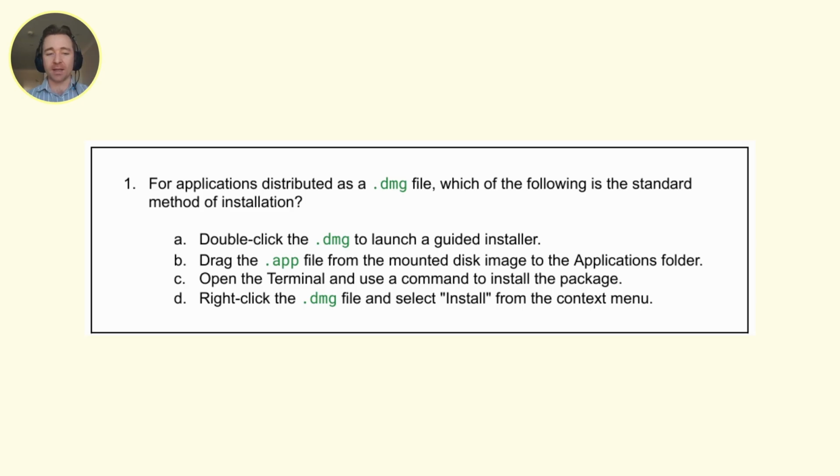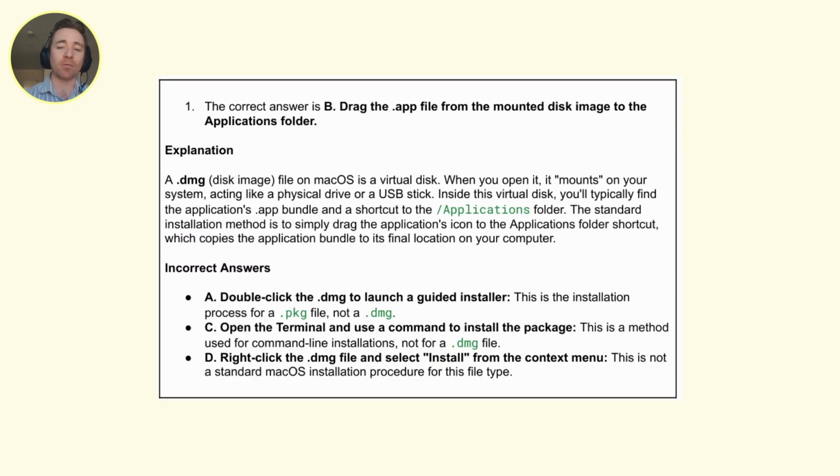Let's go. It is B. You drag the app from the mounted disk image to the applications folder. You can read this if you want, guys, but we went over how different file types will depend on how you install. The DMG, you double click and drag it over. App, you just drag it over. And the PKG is a guided installer, okay? You're probably going to need to know those differences there.